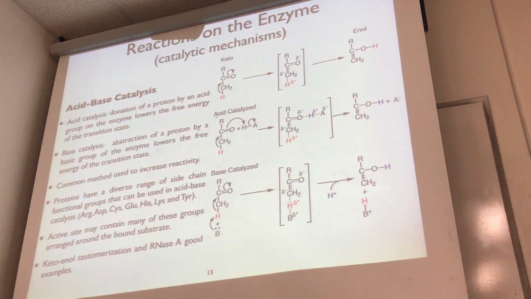Acid-base catalysis, as the name implies, basically involves the enzyme donating or extracting a proton in the course of the reaction. Here we have, as an example, acid-base catalysis: donation of a proton, lowering the energy of reactions with the keto intermediate, and extraction of a proton.